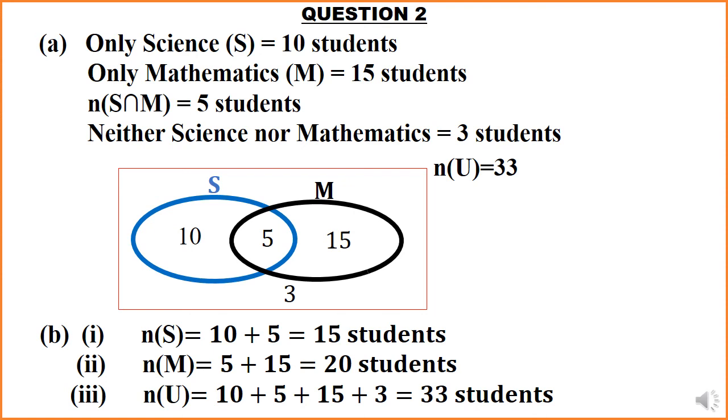Now, we also have neither science nor mathematics, and this is also equal to 3 students. So, since it is neither science nor mathematics, it means that this number of members doesn't belong to any of the two sets. So, it must be outside the two circles, but within the rectangle, to show that this number of members belongs to the universal set but does not belong to both of the two sets given.